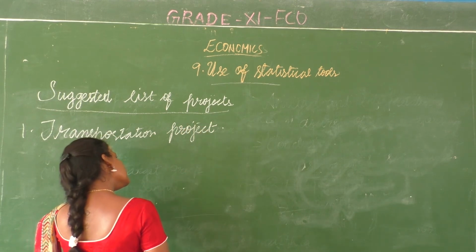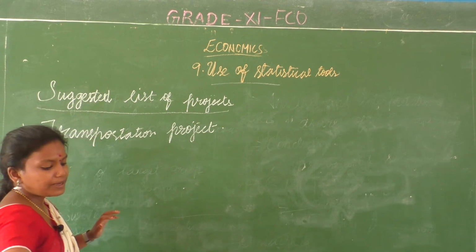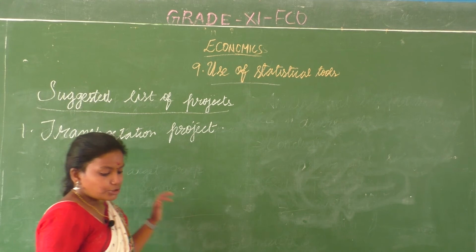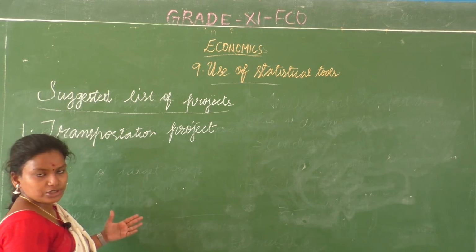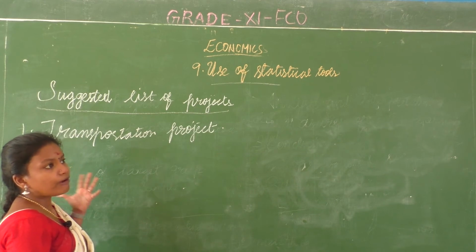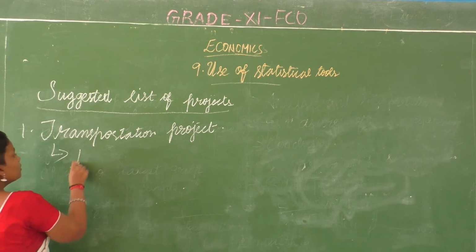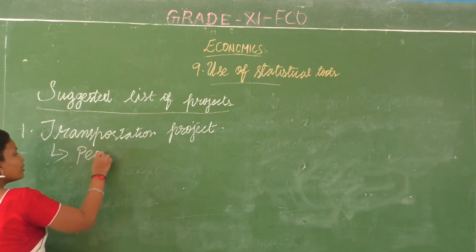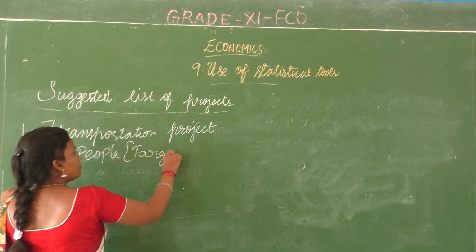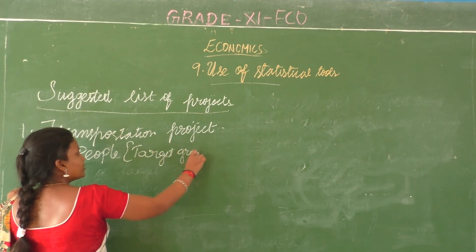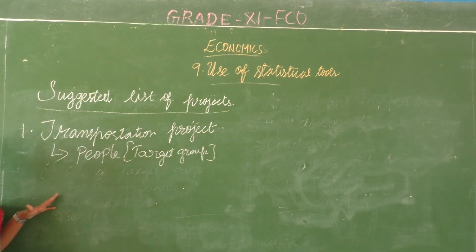So what are the things you can talk about in this? Transportation la ennala pesla. What they have asked, to bring about a better and coordinated system of transportation. First thing, ungaloda findings ennava irukala appadina, you have to go in for the people, that is target group. What kind of people travel in that bus?